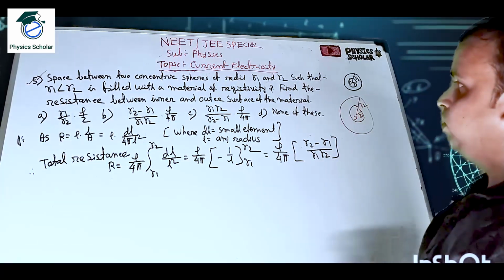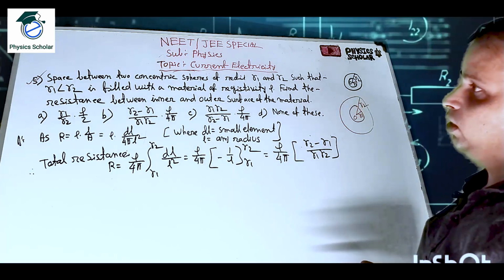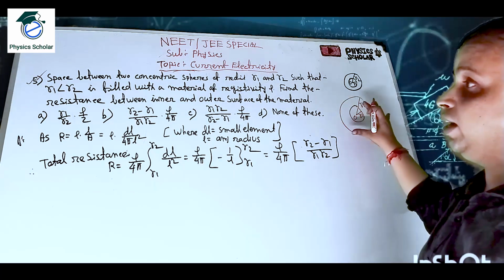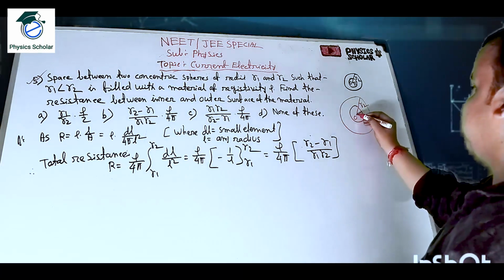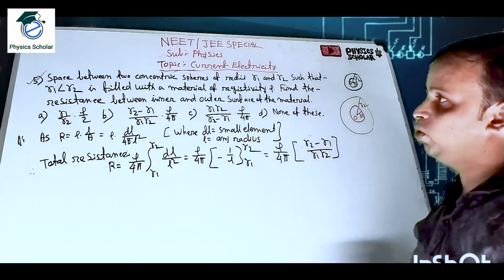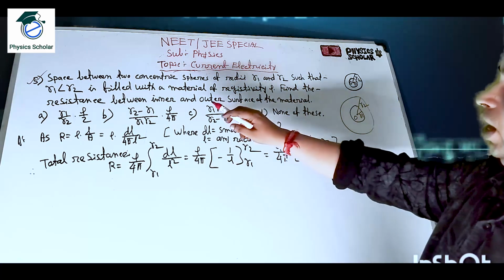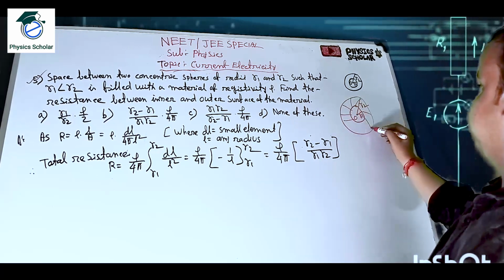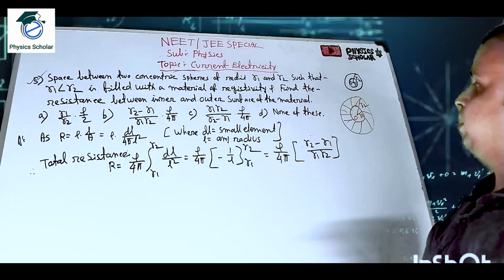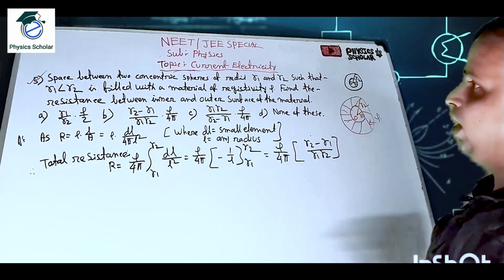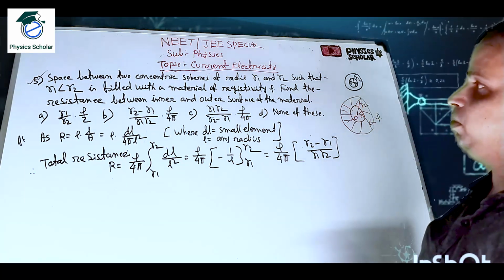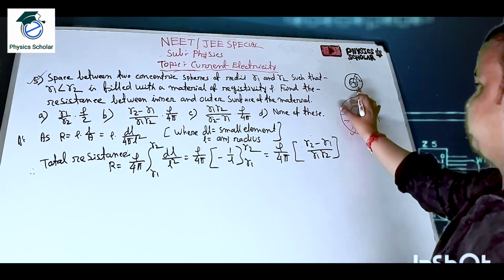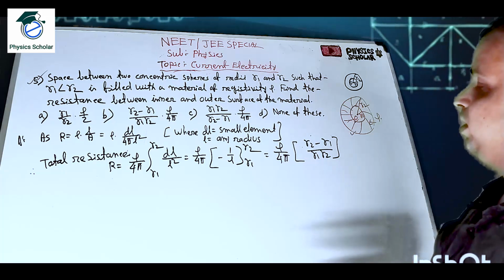R1 is less than R2. Obviously, it is the inner circle, so its radius will be less than the radius of the outer circle. Two concentric circles means the center for both is common. The space in between is filled with a material of resistivity rho. We have to find the resistance between the inner and outer surface of the material.